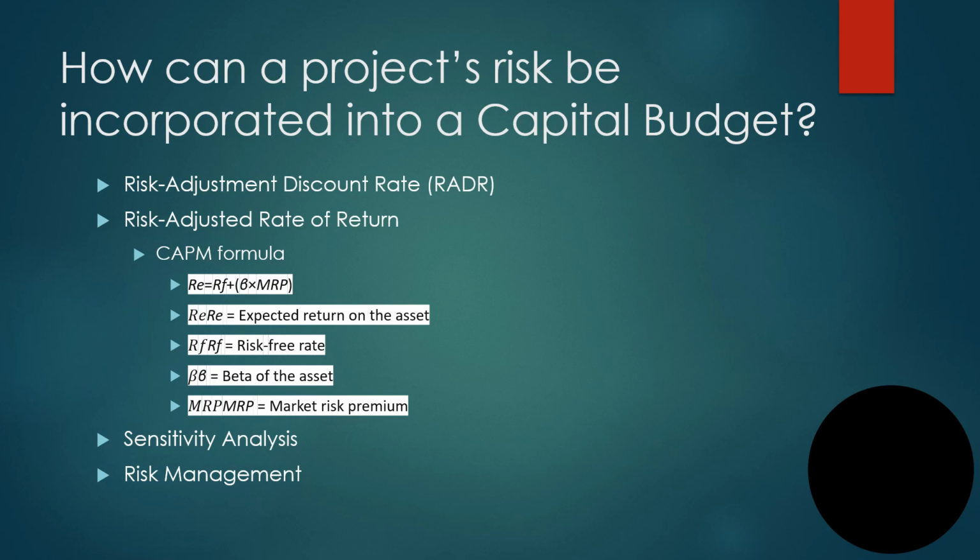2. A risk-adjusted rate of return is calculated using the capital asset pricing model, utilizing the CAPM formula, which incorporates risk into the capital budget. 3. As mentioned in previous slides, a sensitivity analysis can incorporate risk into the capital budget by identifying potential risks and opportunities in different scenarios that will impact the overall outcome of the project.